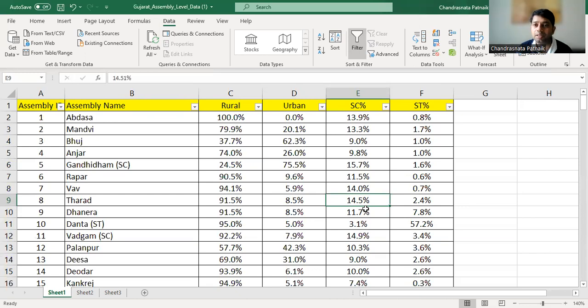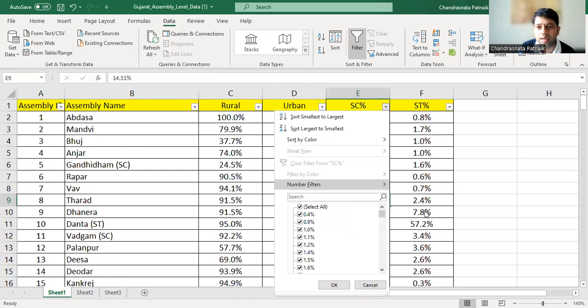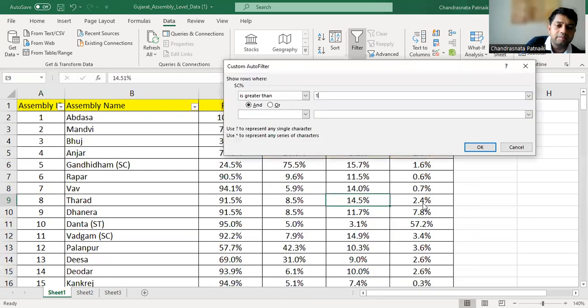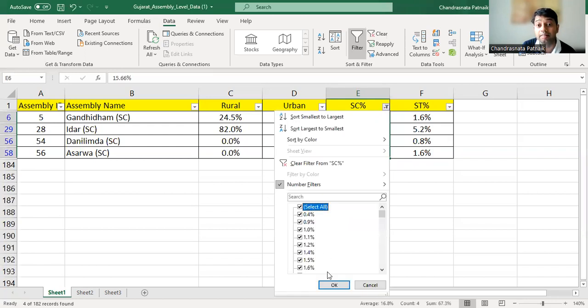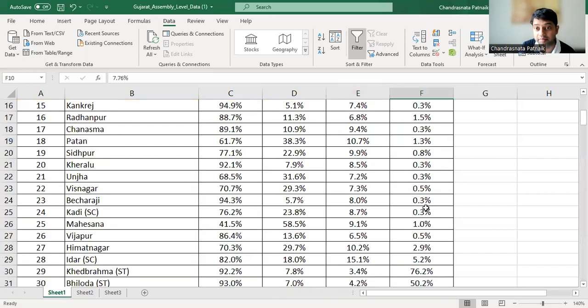At the max, if I filter for SC population greater than 15%, how many seats are there in Gujarat? There are hardly 4 seats out of 182, which is nothing, almost 2% of the seats. So the SC population can't influence much, but Gujarat has a significant ST population, especially in the southern belt.